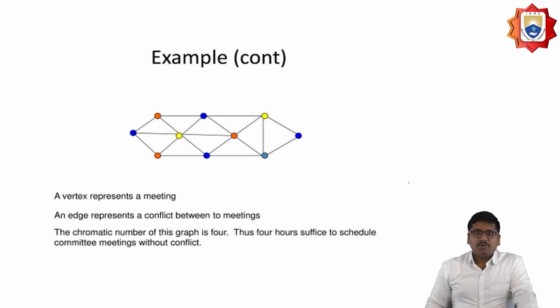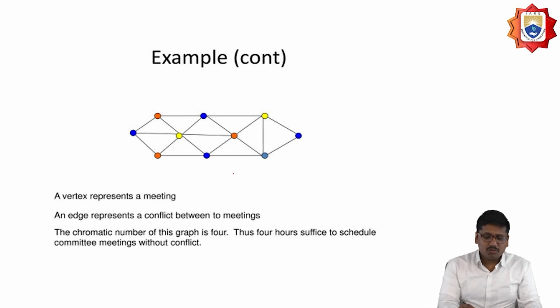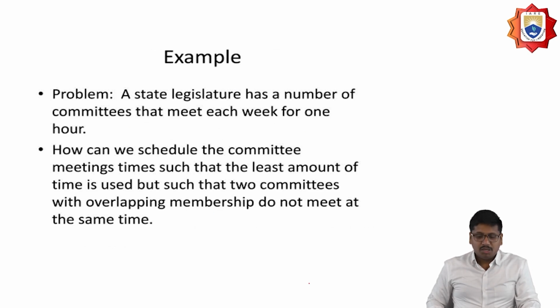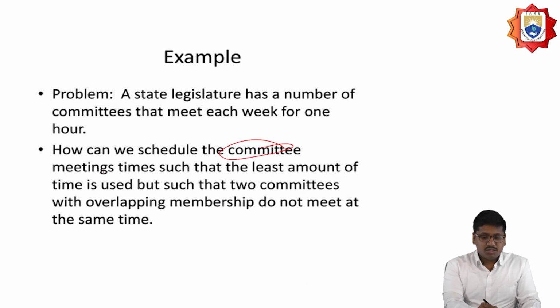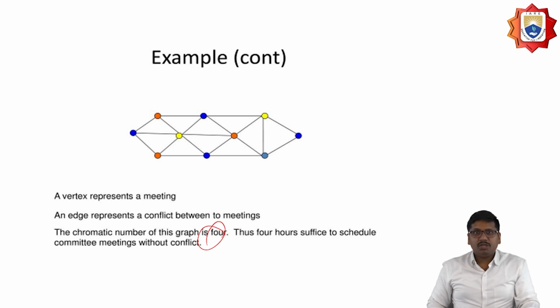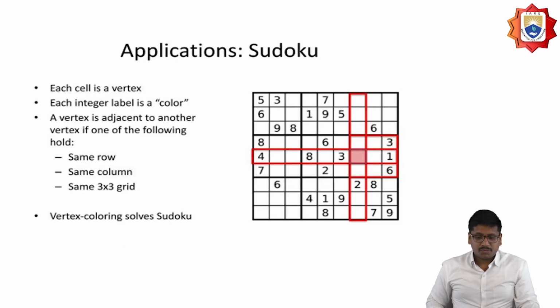So this is another example of vertex coloring. The meeting is going to be scheduled as a vertex, and the edge is going to represent the conflict between the meetings. So the chromatic number of the graph is also 4. That means 4 hours suffice to schedule the committee meetings without conflict. So for this problem, I'm going to consider the committee meetings as a vertex, and the conflict between two meetings is going to be represented as an edge.